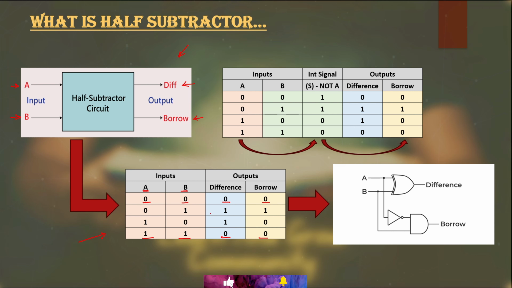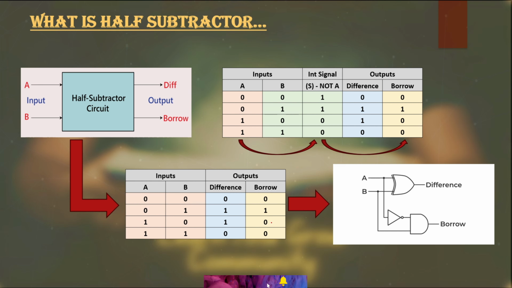Now the second set, when A is 0 and B is 1, the difference is very clear, that is 1, but A is the lower value. So to subtract here, we need to borrow 1. So the borrow output is 1. Next, check the third set where A is 1 and B is 0. Again the difference is 1 here, but now A is the higher value, so no borrow, meaning the borrow output will be 0. So this is our truth table for the half subtractor.